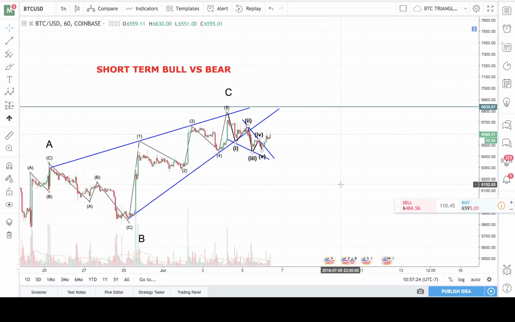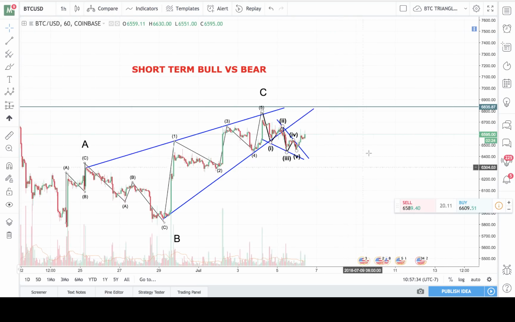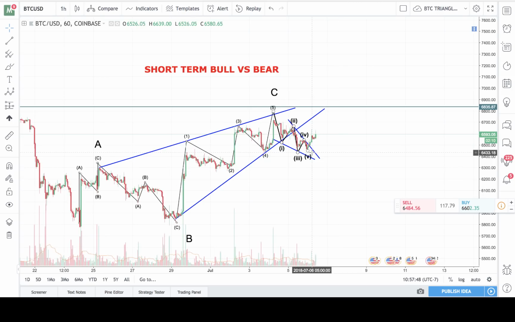So, assuming though that that's not going to happen and we are really in a bear case, this would not be an A of an ABC, but it would be a 1 of a 1, 2, 3, 4, 5. After which we may get a larger wave 2. This could make up a complete wave 1. We get a larger wave 2, and then a 3, a 4, and a 5 to bring us down to that 5.2 level or to that 4.8 level at the lowest. So that's what we're looking at here.